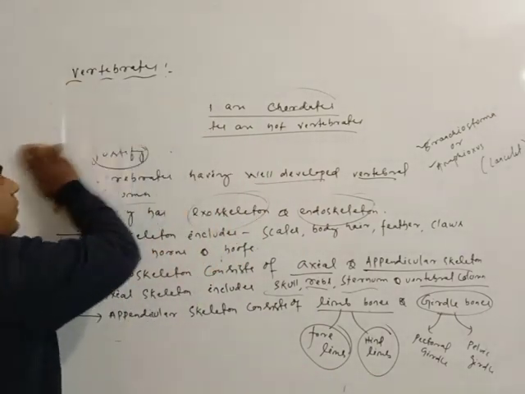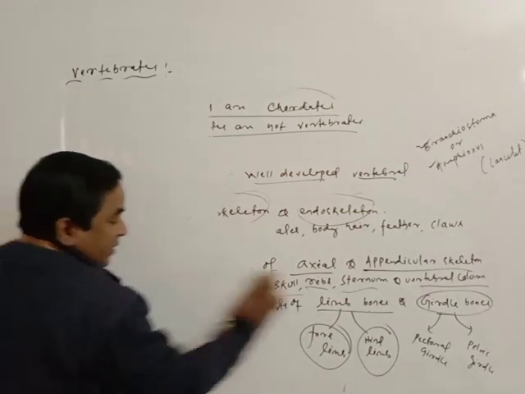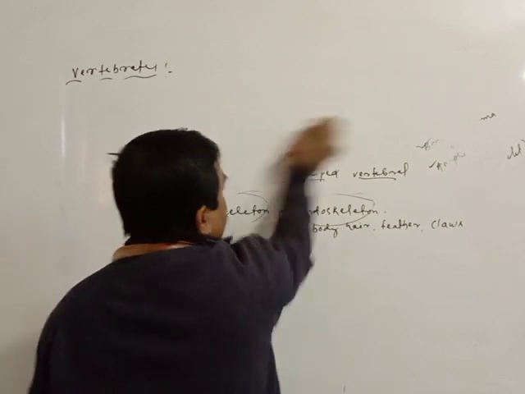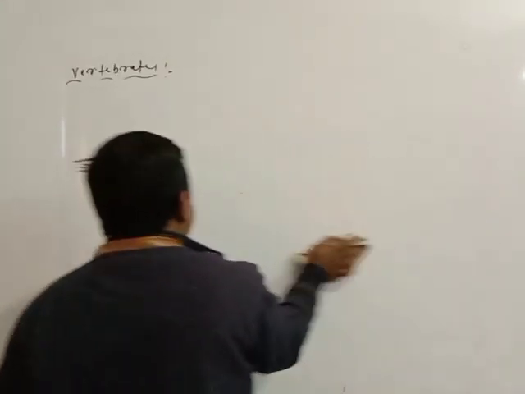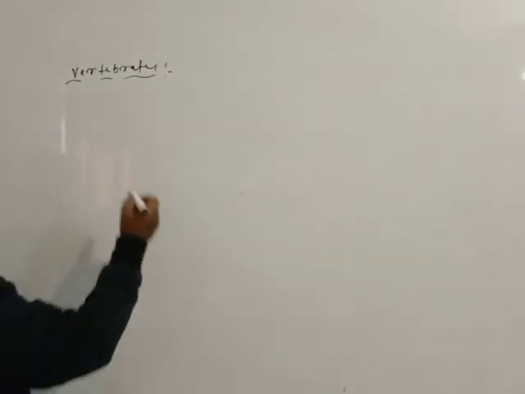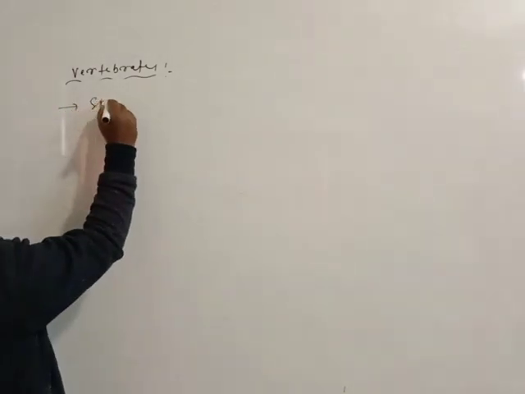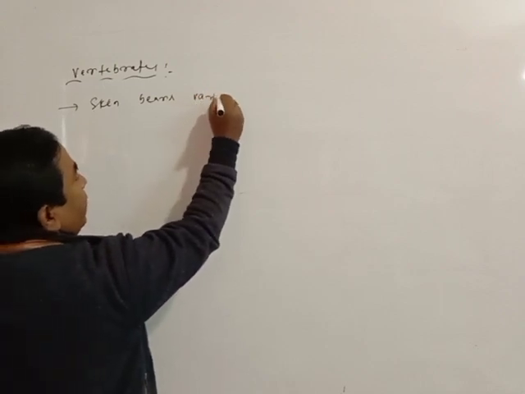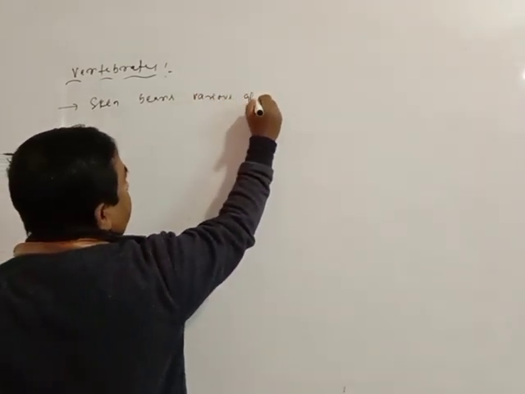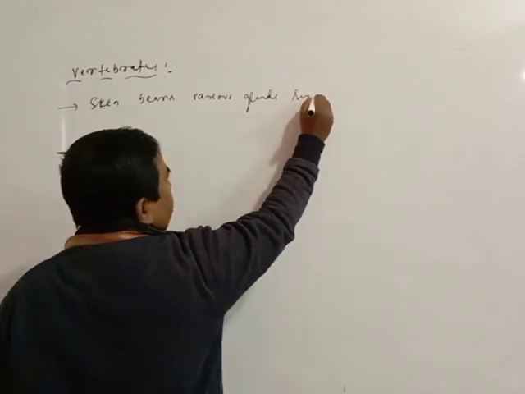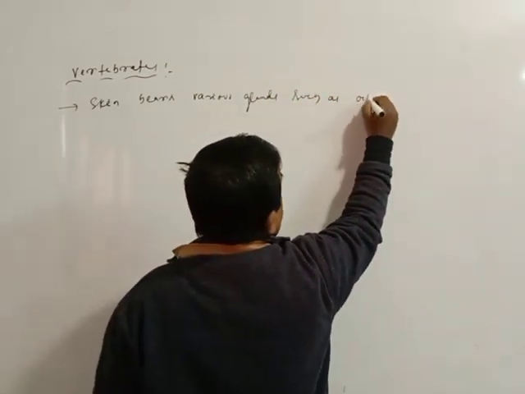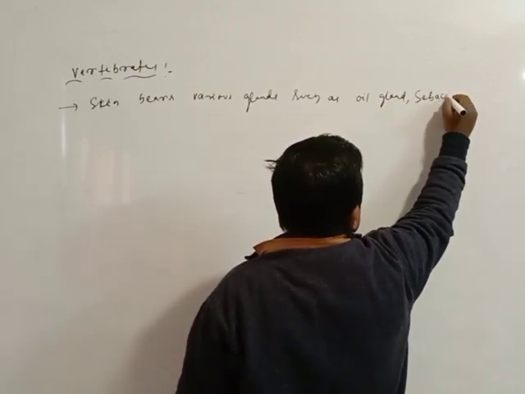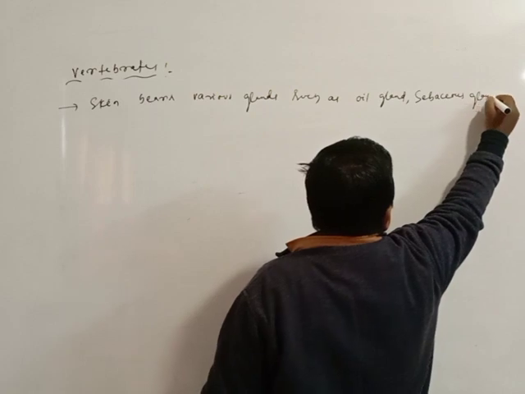Now, skin or integument bears various glands such as oil gland, sebaceous gland, etc.